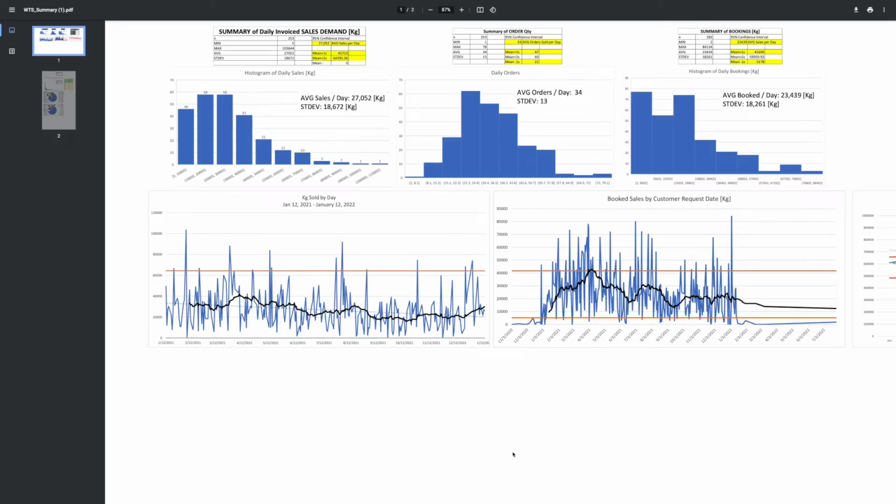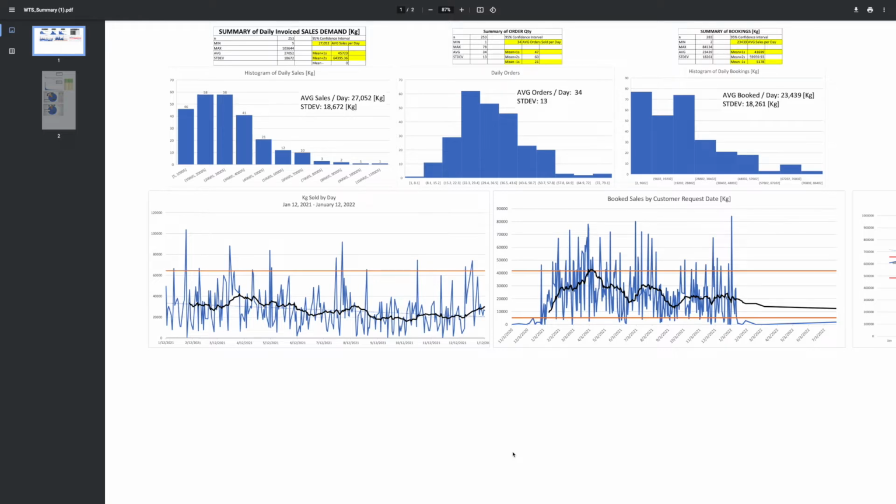And what we uncovered yesterday with this modified or fictitious company was that our average sales per day are about 27,000 units, and our standard deviation is around 18,000. Our average number of orders that we process per day is 34, with a standard deviation of 13.